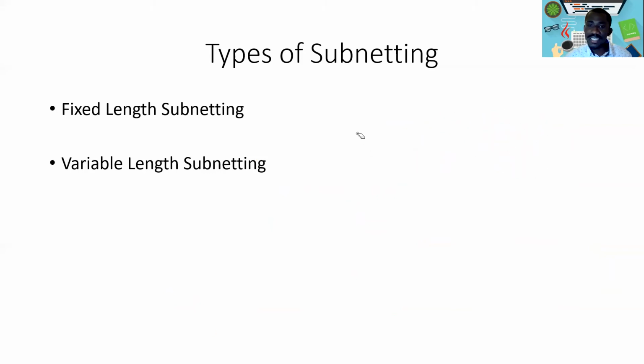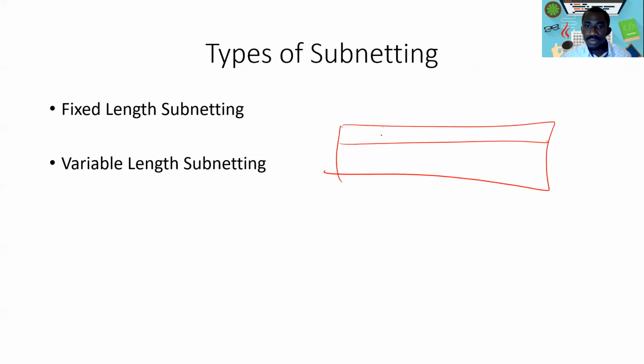So going back to our previous example, we had 10 machines or 10 rooms, which means 10 IP addresses are supposed to be assigned. Now, fixed length subnet mask means that we have to divide them into equal blocks, but variable length subnet mask is saying that we can divide it any way we want, but it doesn't have to be equal.